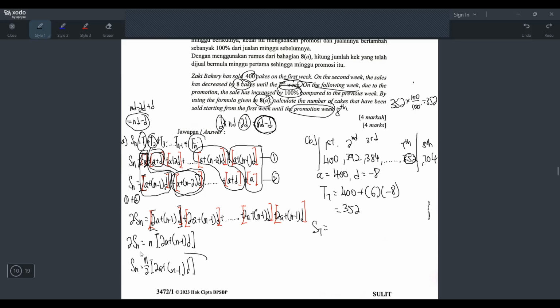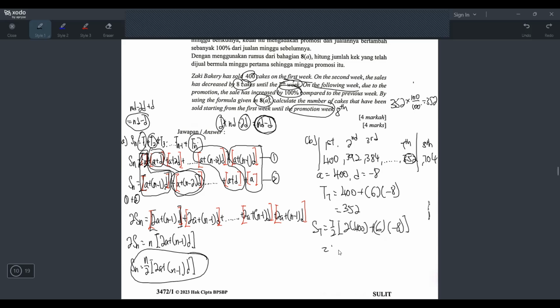And what is the formula? This one, the SN formula. So it'll be N over 2, so 7 over 2, big bracket, 2A. The A is 400 plus (N minus 1), which is 6, and then the D is -8. Now we just press this whole thing and see what we get. 2 times 400 is 800, then minus 48, then times 7 divided by 2. My calculator gives me 2632.